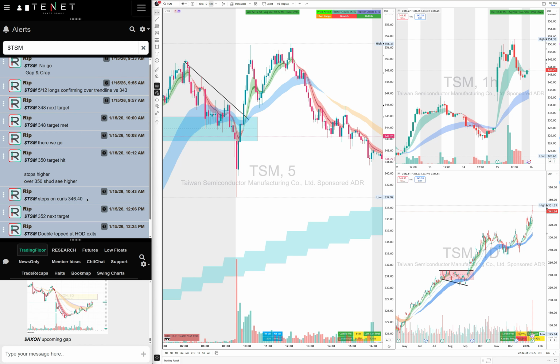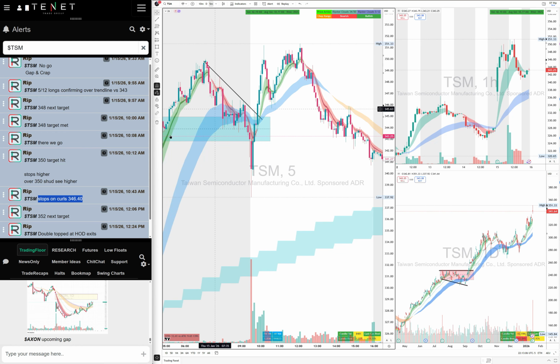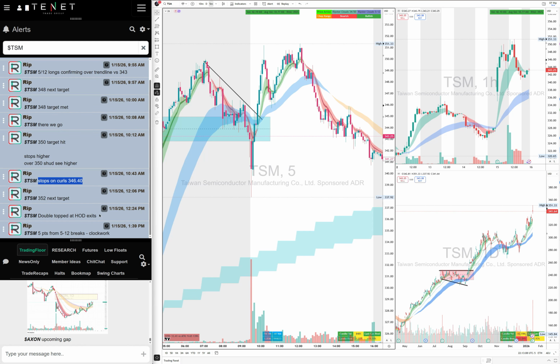You can see that I told the traders curls 346, 50, and if you buy even 100 shares, you're risking $100, and it takes you back to 350, you're making $300. You buy the 100 shares in the morning trade, you're making $600. In trading options, you're taking 100%. And our next target was 352, but it kind of double topped at high of the day, and then I told the traders to exit it.